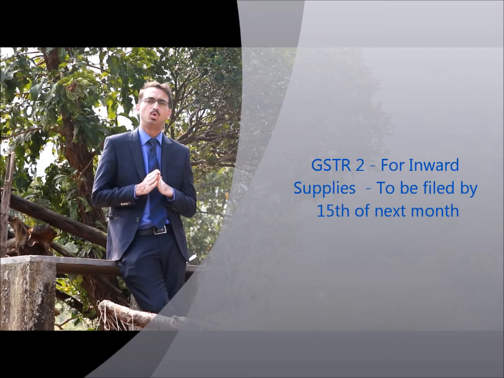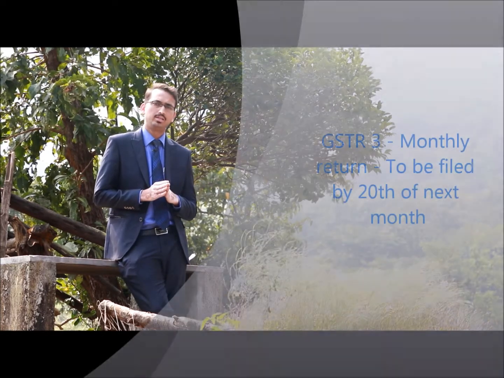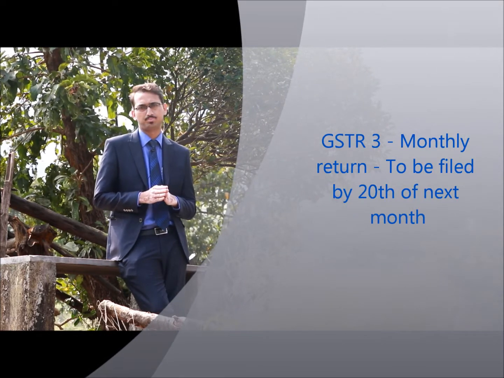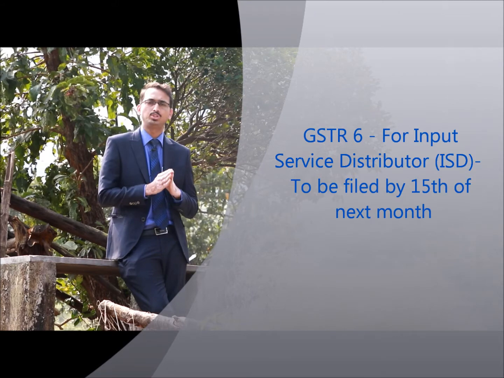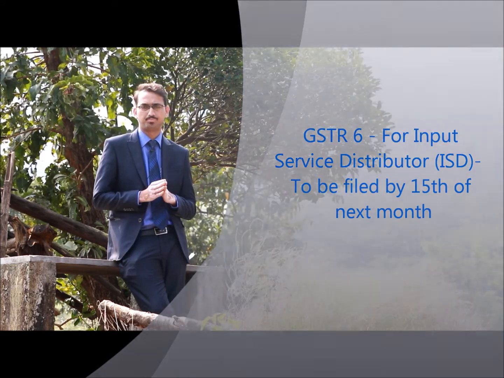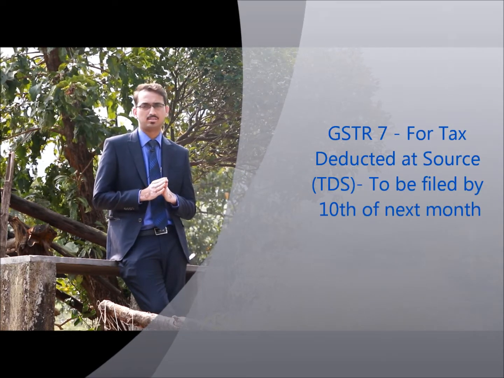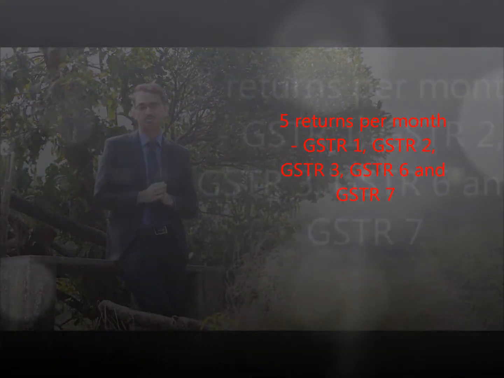The GSTR2 would be a return disclosing the inward supplies. The third return, that is GSTR3, would be a combination of inward and outward supplies. The next return would be a return for ISD purpose, that is Input Service Distributor return. And another return which an assessee would be required to file would be a return regarding TDS, that is tax deduction at source. So on a monthly basis, the assessee would be required to file 5 returns.